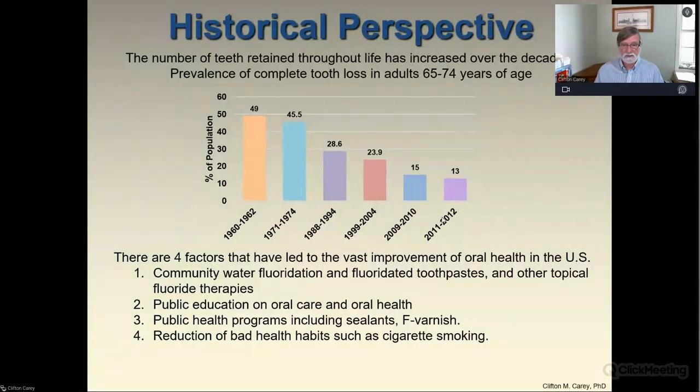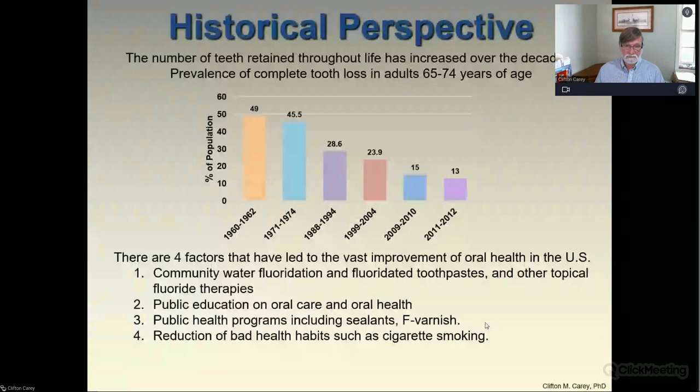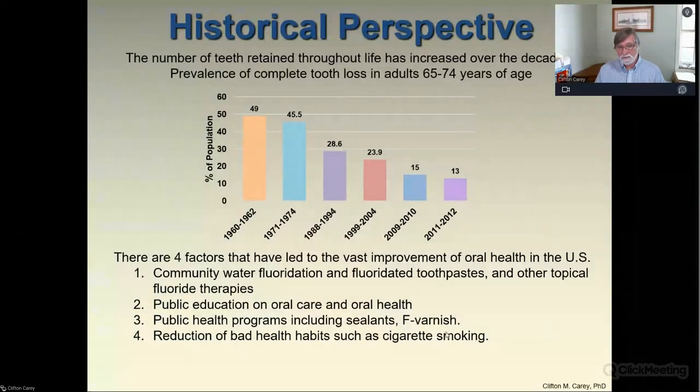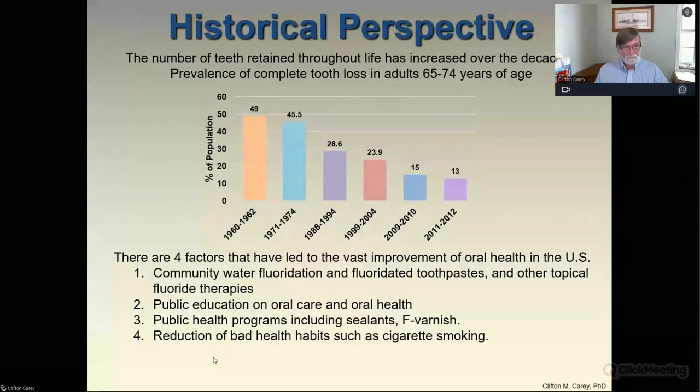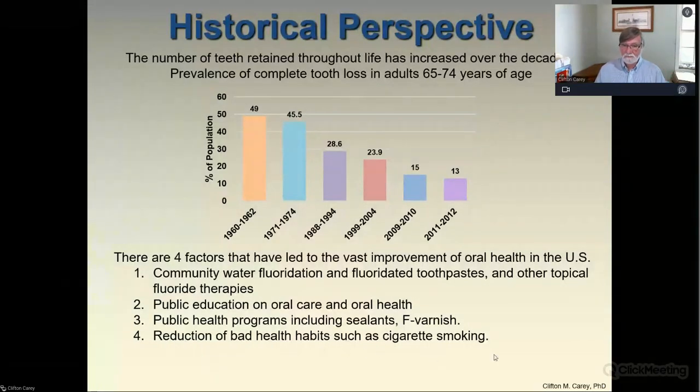varnish programs for children. And the idea is to at least be able to show that we can do a varnish or a sealant program also to protect the teeth and give them a chance as the child learns how to do better oral care. And then finally, reduction of bad habits. Cigarette smoking, for instance, has changed dramatically over the last 50 years. And so by reducing some of those bad habits, we're able to keep teeth longer.